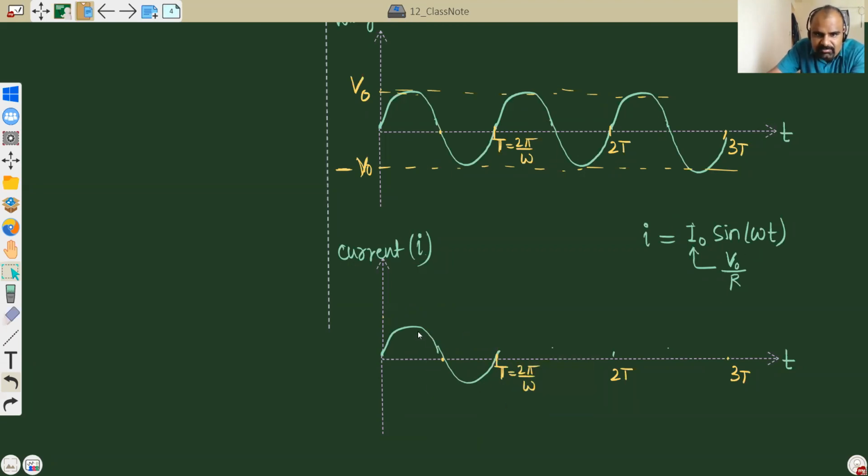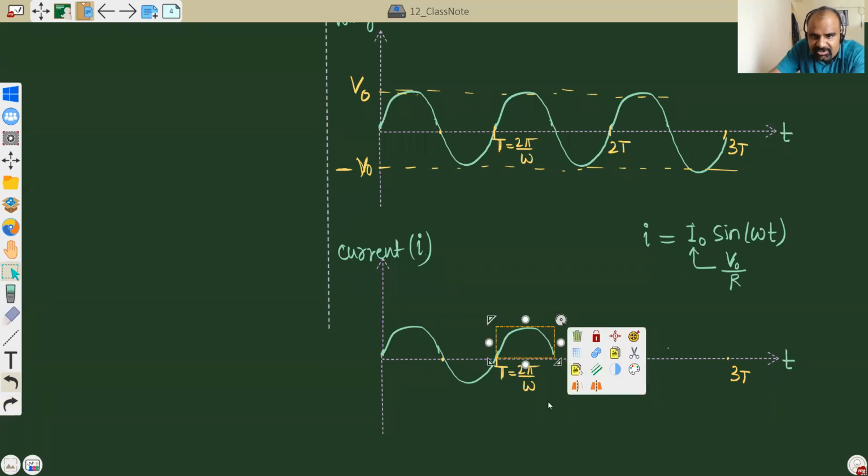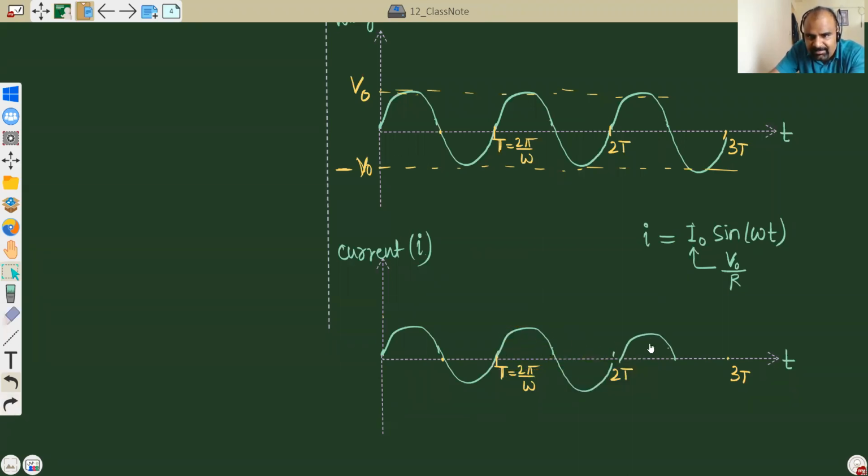And now our job is to simply copy paste this. You know, this is a periodic function. That's the beauty of a periodic function. A periodic function can be copied and pasted, just like I'm doing. Copy paste like this.